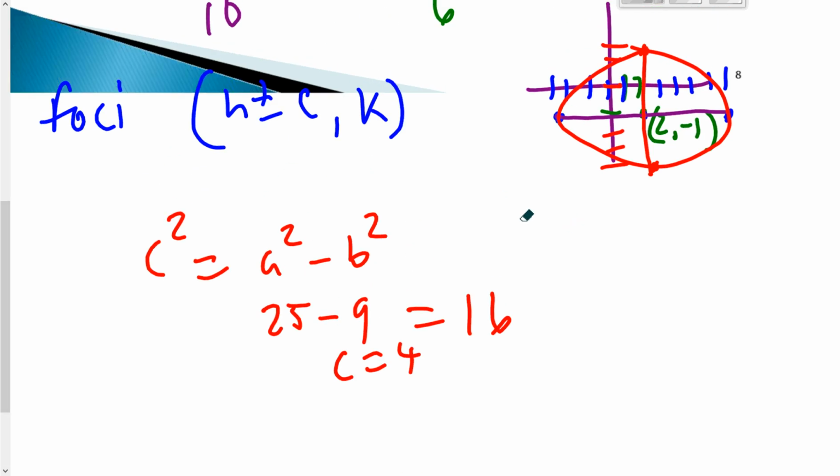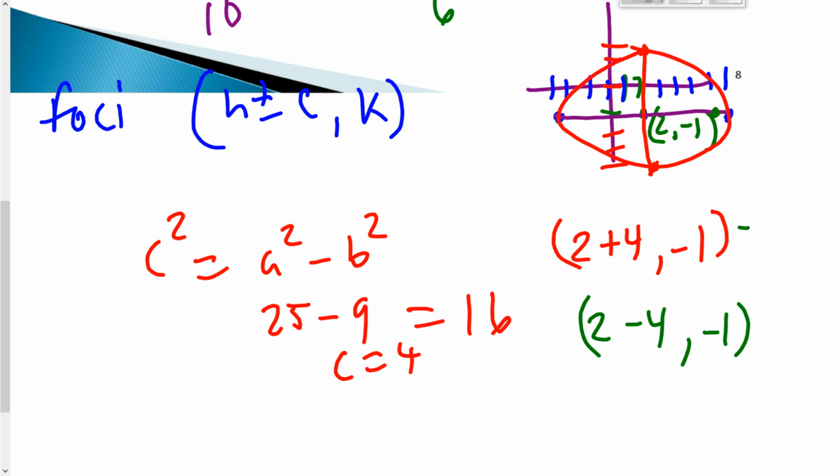So that means from my h, which is 2, I'm going to add 4, comma -1, so that'd be my one foci. So I go from 2, I'm just going over 4, 1, 2, 3, 4. And then I'm going to take 2 and subtract 4, -1. So this one would be 6, -1, which I already graphed, and this one would be -2, -1. Or I could just, from the center, have gone 1, 2, 3, 4. So there would be my foci, usually labeled from left to right, foci 1, foci 2, F1, F2.